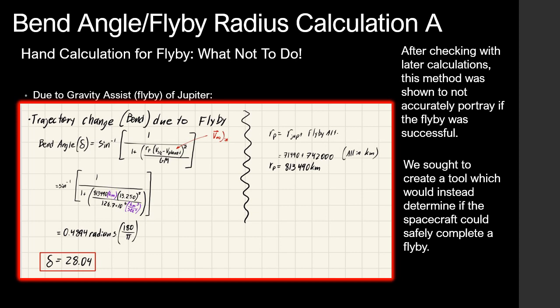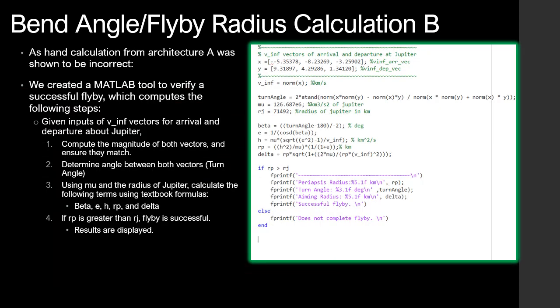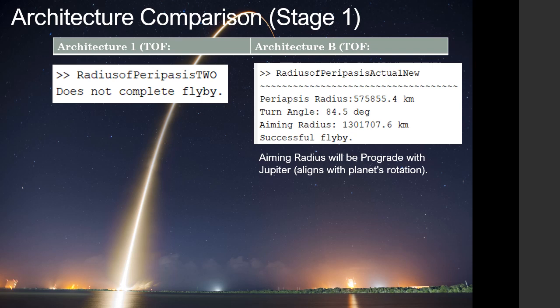And so we sought to create a tool that would instead use MATLAB to determine if the spacecraft would successfully fly by the planet. After inputting the arrival and departure vectors into the program we made, we can determine if the flyby would be successful. As long as the radius of flyby is larger than the radius of the planet, we will not crash into the planet's surface. Using the MATLAB tool, we can see that Architecture 1 does not successfully complete the flyby.